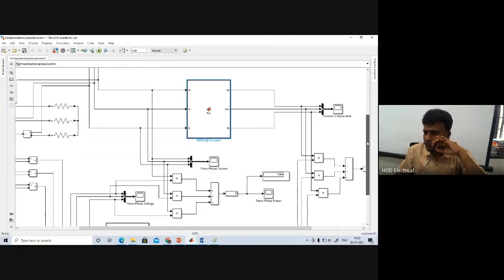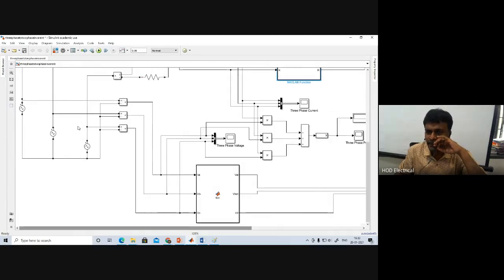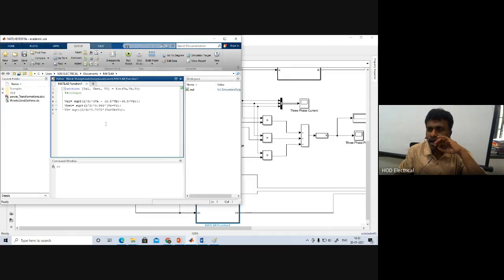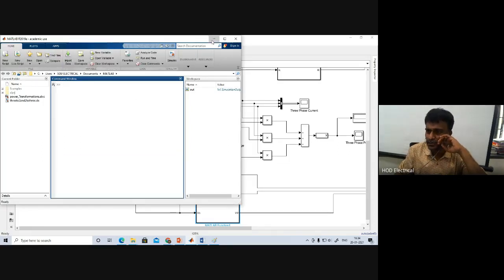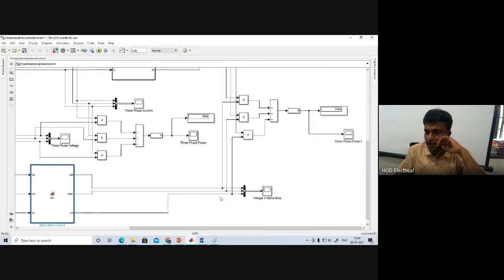Similarly, for phase voltage also, I am taking here voltage measurement per phase. This is the voltage, and from neutral I am taking phase voltage. So this phase voltage also I am converting into V alpha, V beta and V naught. The same formula. The only difference is instead of current I am choosing this voltage. Then finally the V alpha.